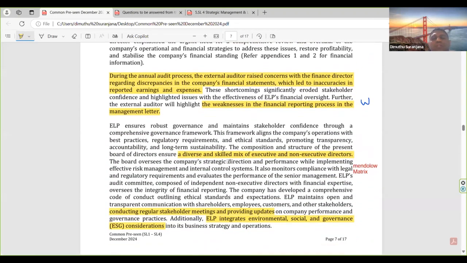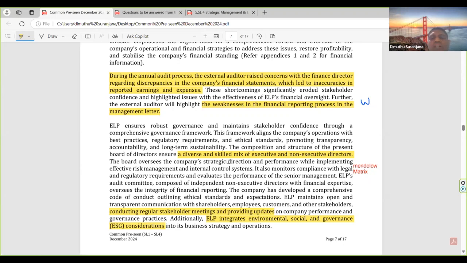During the annual audit process, the external auditor raised concern with the finance director regarding discrepancies in the company's financial statement, which led to inaccuracies in reported earnings and expenses. Our internal control weaknesses, no? These shortcomings significantly eroded stakeholder confidence and highlighted issues with the effectiveness of ELP's financial oversight.